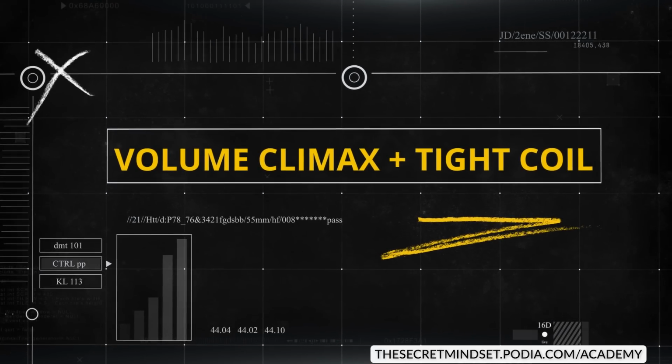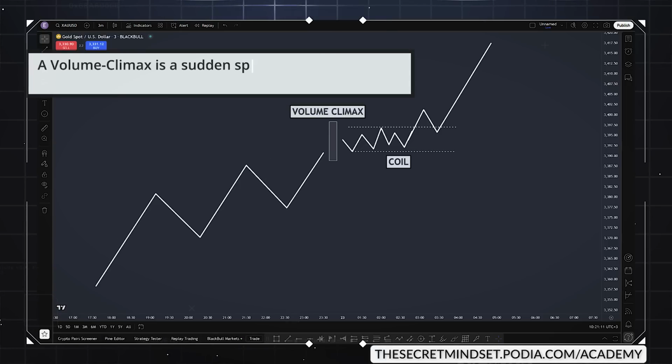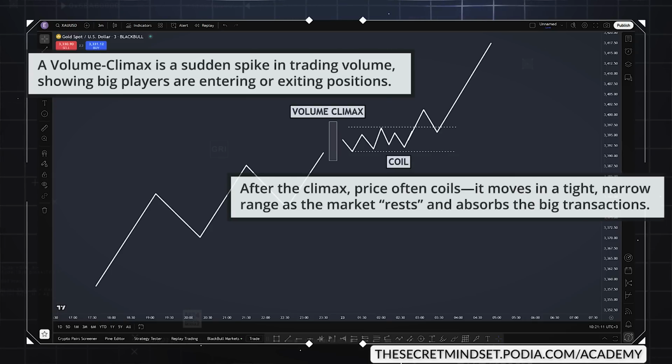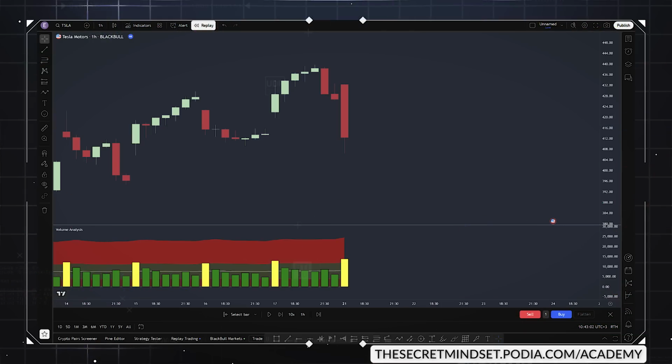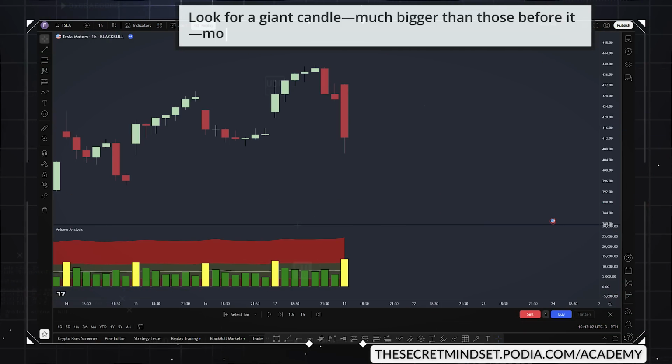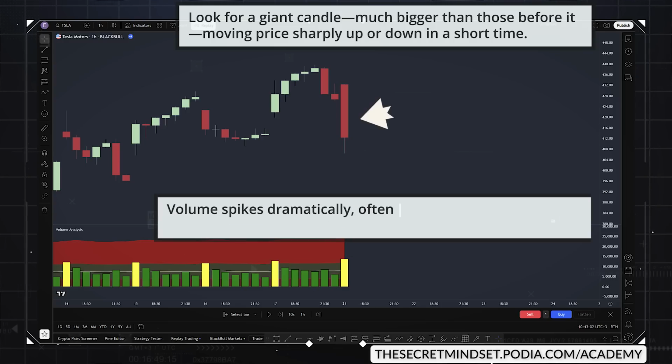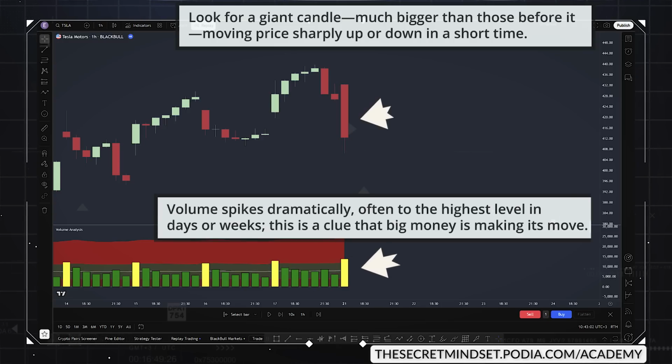Volume climax followed by a tight coil is a pattern that tells you when the big players just made their move, finished their business, and are getting ready for the next big swing. Here's how it works. First, you'll spot a giant candle. It's much bigger than all the candles before it. The price shoots up or down, covering more ground in a few minutes or hours than it did all day. The volume on this candle is huge, maybe the highest you've seen in days or even weeks.